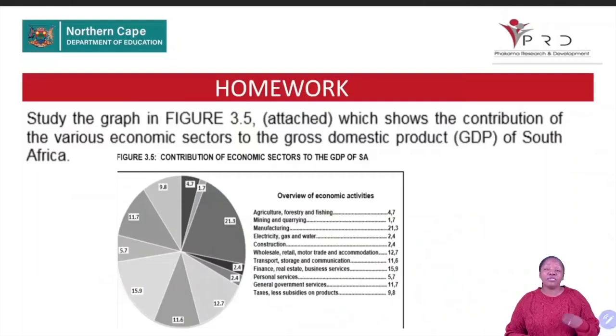Remember, these are the ones that provide the service. And you are given transport, storage, as well as the communication with 11.6%. And then also you are given finance, real estate, the business services with 15.9%. And then you are given personal service with 5.7%. And also the general government services with 11.7%. And the taxes less subsidies on products with 9.8%. So you need to start with the diagram first.